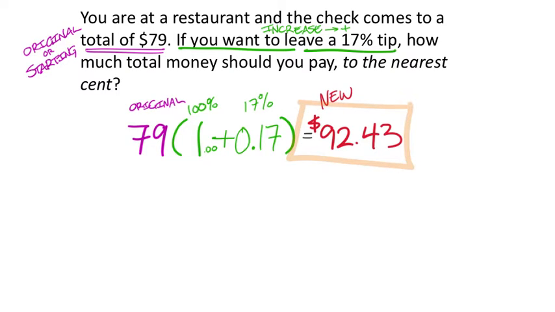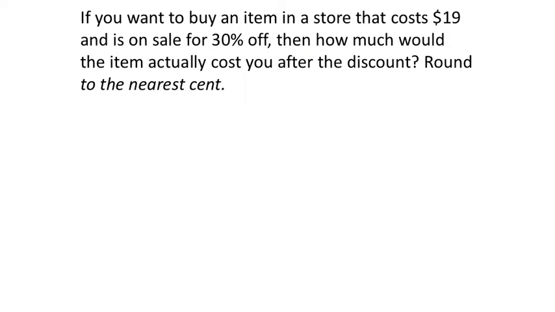That's the answer we're looking for. If you want to buy an item in a store that costs $19 and is on sale for 30% off, how much would the item actually cost you after the discount, rounded to the nearest cent? So again, could you use a percent proportion to solve this? You could, and you could even use that 2 different ways. But again, we're going to go with what we're seeing today. So I'm going to stick with this formula.